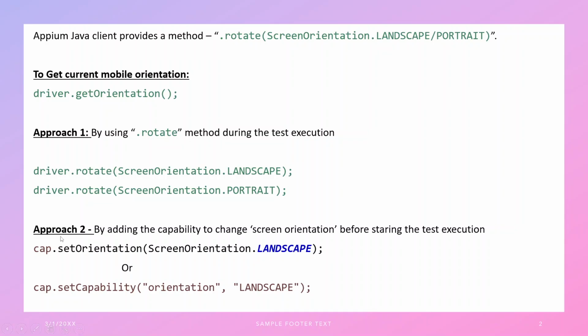So now we are coming to the second approach. In the second approach, before starting my test execution itself, in the capability itself I am specifying which orientation I need to run. This is one of the best approaches, because from the start I want to make sure that my application is running in a particular orientation. How can we achieve this?